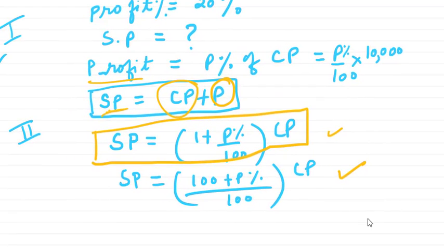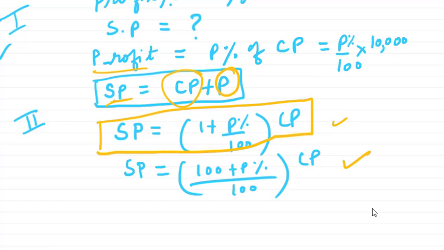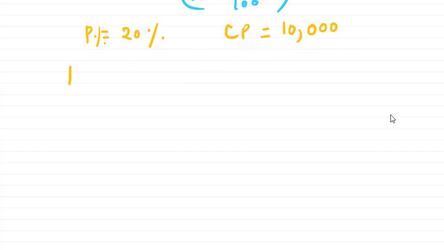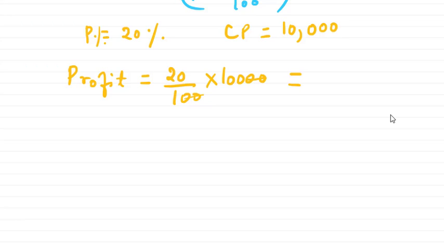As we know, the profit percent is 20%, so write it down quickly. We have profit percent 20% and CP is already given, that is 10,000. Now let's see both the methods. In the first method, first I'll find the profit. How much profit will he get? The profit will be profit percent divided by 100 into CP. Here you can cancel out, and you get 2000. So 2000 is the profit.